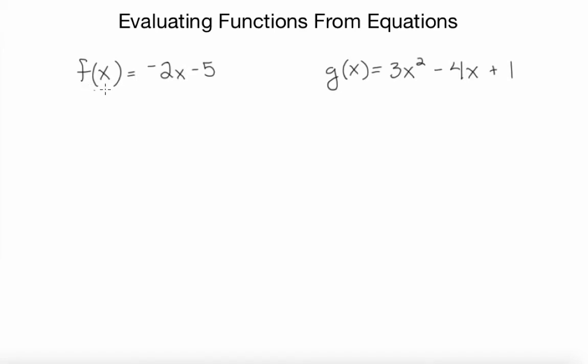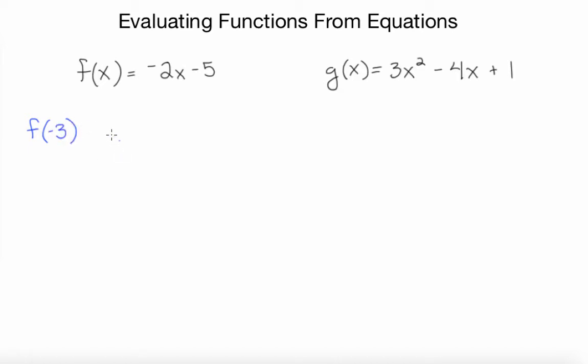Okay, so I've got a linear function, f of x equals negative 2x minus 5. And I've got a quadratic function, g of x. Notice I'm using different names for the different functions. One's f, one's g. But g of x equals 3x squared minus 4x plus 1. All right, so let's take this function on the left, the linear one. Let's take function f. We're going to evaluate it for an x value of negative 3.